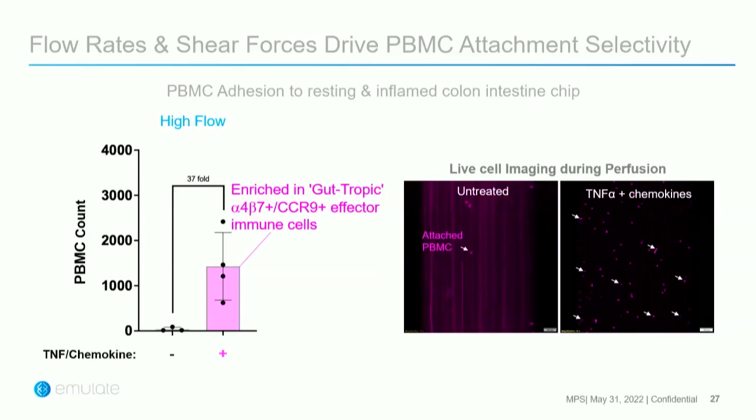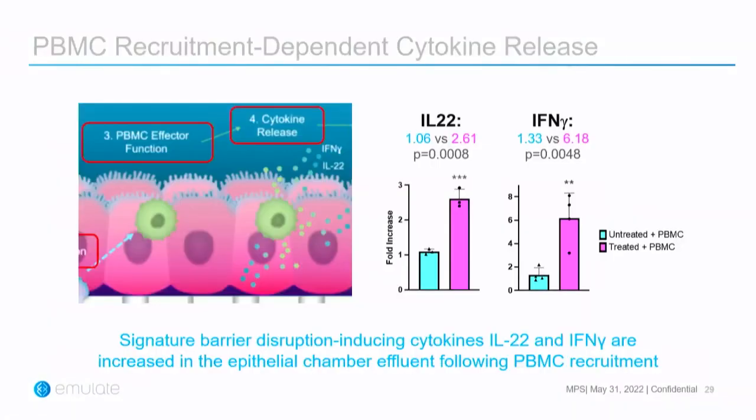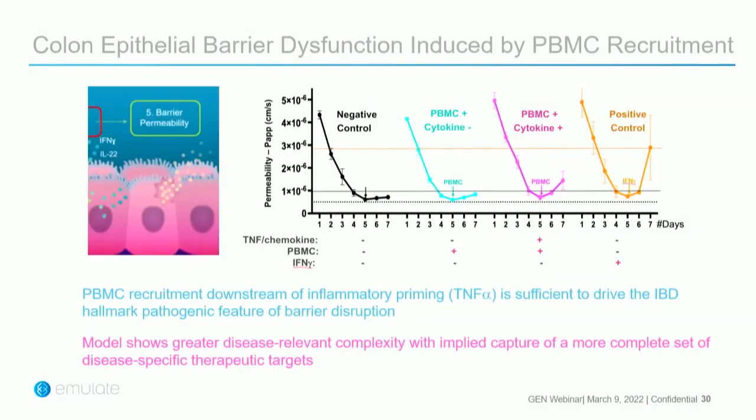What are they doing? Well, in fact, we can see that they are secreting the signature IBD cytokines, IL-22 and interferon gamma, as is shown here. So that suggests that they're making progression toward developing a true IBD-like phenotype. And if we go to the next step and look at permeability responses, we can see, in fact, that is exactly the case. So I'll just briefly take you through this.